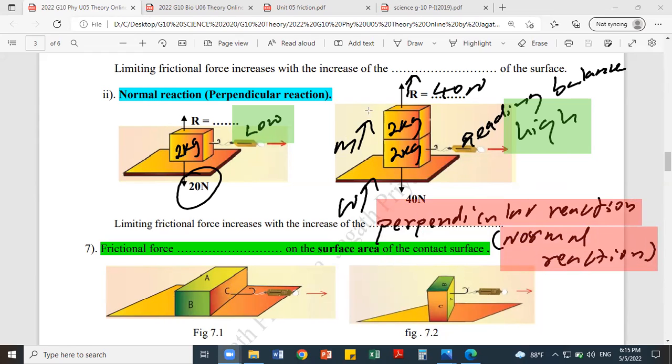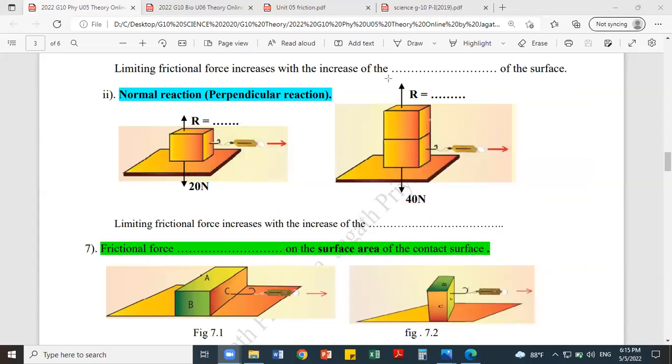Right, number 7. That's what we had to start today. I just summarized because these two are very important. In your textbook they have also given similar diagrams to test the factors affecting the limiting frictional force. So at which instance do you take the reading here? When the block of wood is about to move. When it begins to move, you have to record the reading of the balance.